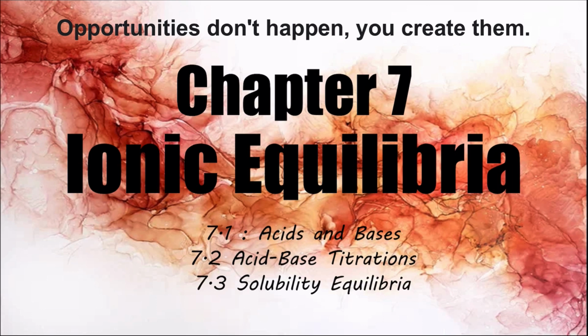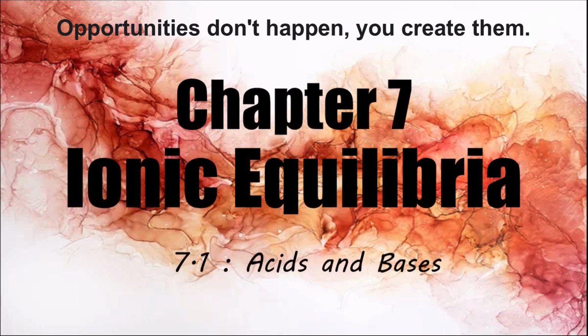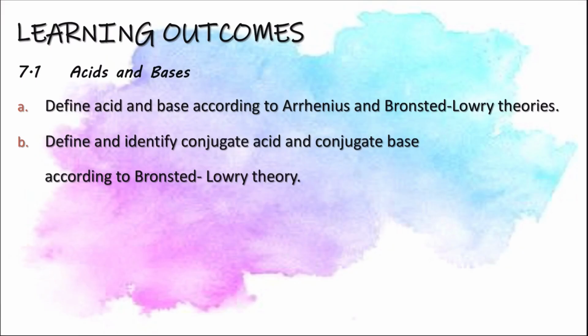SK015, chapter 7, ionic equilibria. In this chapter, we are going to cover 3 subtopics. The first one is acids and bases. In this video, I'm going to focus on the definition of acid and base according to Arrhenius and Bronsted-Lowry theories. We also need to know how to define and identify conjugate acid and conjugate base according to Bronsted-Lowry theory. So let's go to these two definitions first.